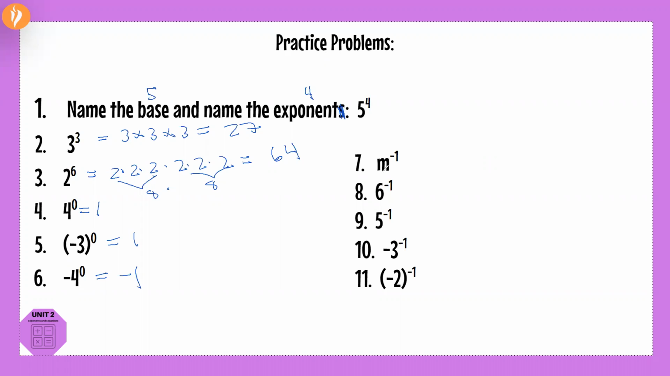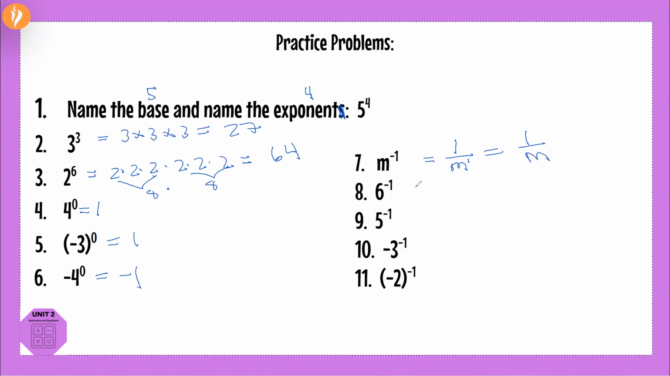All right, number 7. So m is just in the numerator, so we're going to flip it down to the denominator, pass the line, change the sign, m to the first power. That exponent is positive. You can't have a blank in the numerator, so the answer is 1 over m. Of course, anything to the first power, you don't have to write the 1.